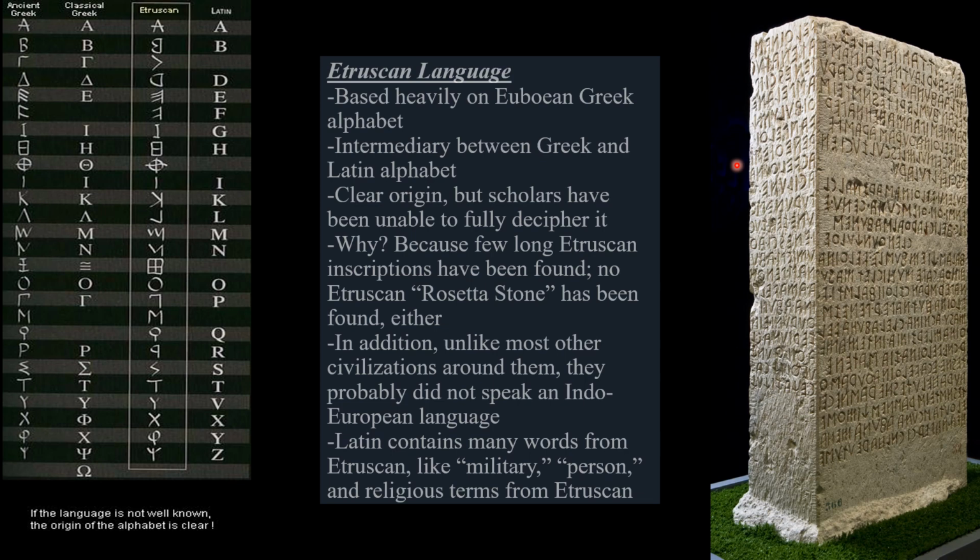That doesn't mean they don't have Indo-European ancestry, but for whatever reason, they speak a different language, which makes translating Etruscan difficult as well. But Latin, which is an Indo-European language, does have some Etruscan terms. We think terms like military and person may have come from Etruscan, as well as a lot of religious words and religious terms, which we'll discuss later in this video. So the Etruscans have a very interesting and mysterious language that, as of yet, has not been translated.